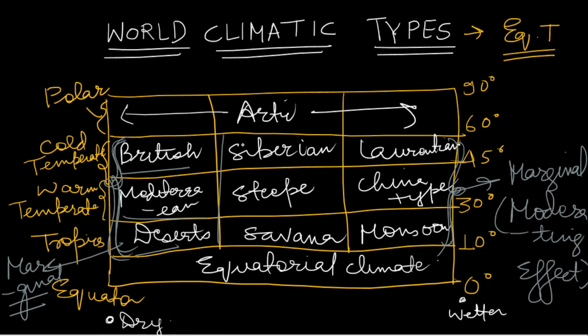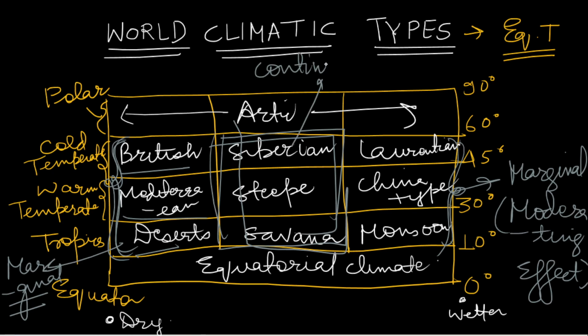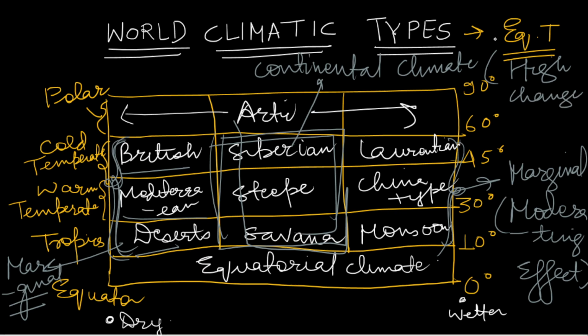And these middle regions, that is Siberian, steppe, and savanna climate, these three are continental climate. That is, there is high change of diurnal temperatures. You will find that the days are very warm, whereas the night is very cold. That is, there is a huge difference in temperature between day and night in the continental climate, because there is no moderating effect as compared to the marginal climates.